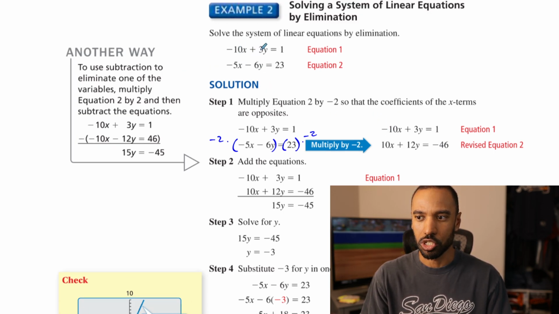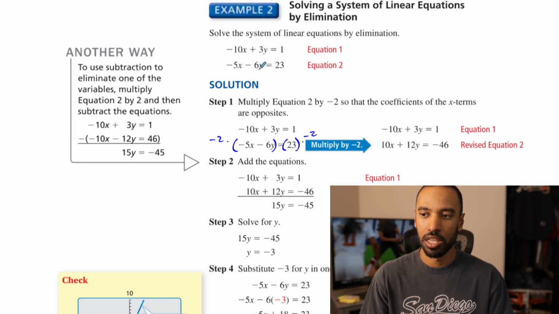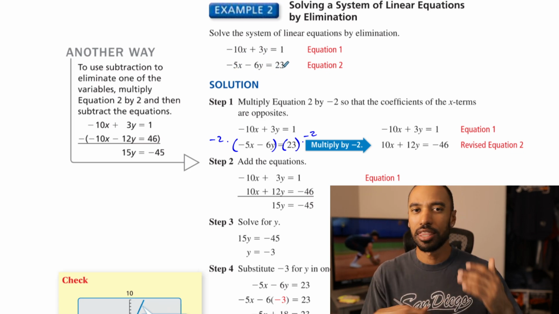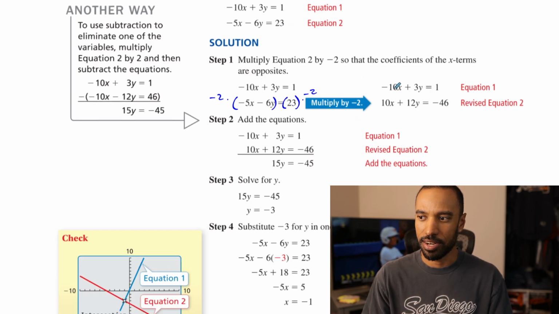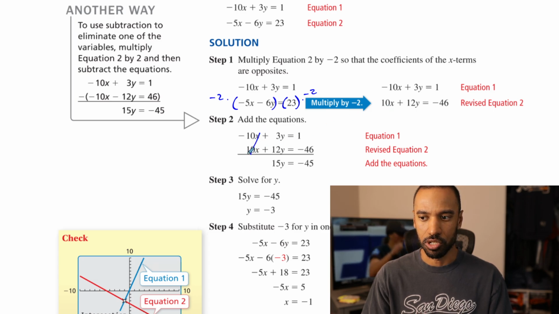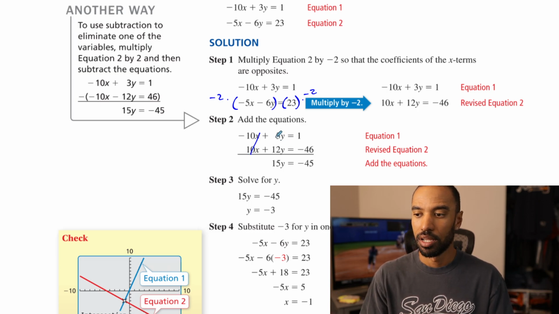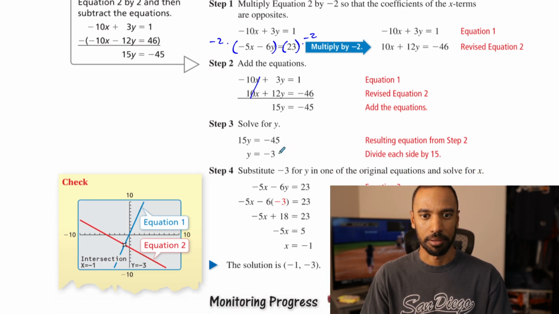If you added down these lists right now, no variables would eliminate. -10x minus 5x is -15x. 3y minus 6y is -3y. Nothing eliminated. But now when you multiply this bottom equation by -2, I have a -10x and a positive 10x. And now when you add down these lists, they eliminate. -10x plus 10x is 0x or 0. So they're gone. You add down here, boom, boom, and boom, boom, and you can solve for y.